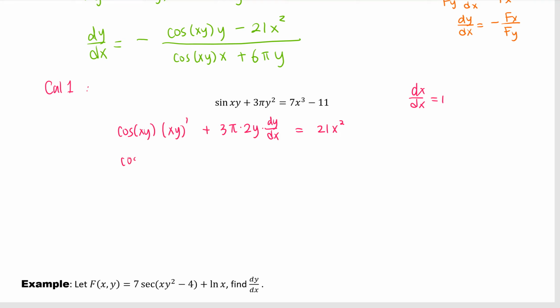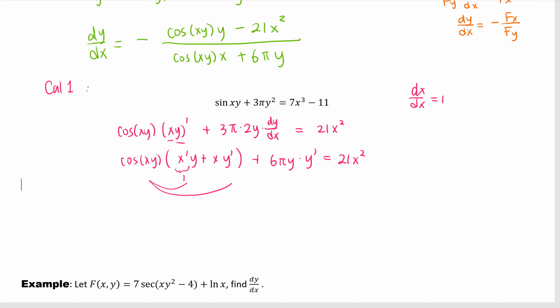Next, this guy. Actually, we need to do the product rule, okay, because y is a function of x and x is a function of x. So first guy prime times second guy, plus first guy times second guy prime. 6 pi y. Let's use y prime. Okay, that's easy. Let's save more work. Okay, now x prime is just 1. Okay, so what do you do next?